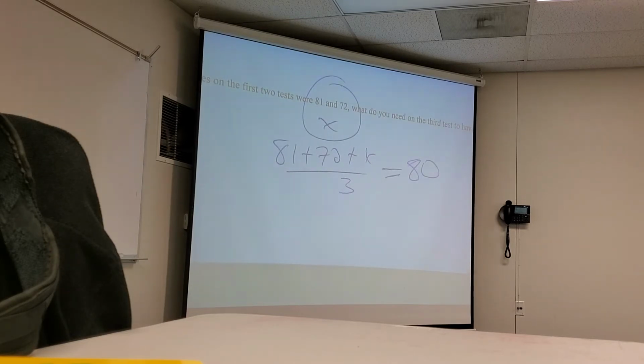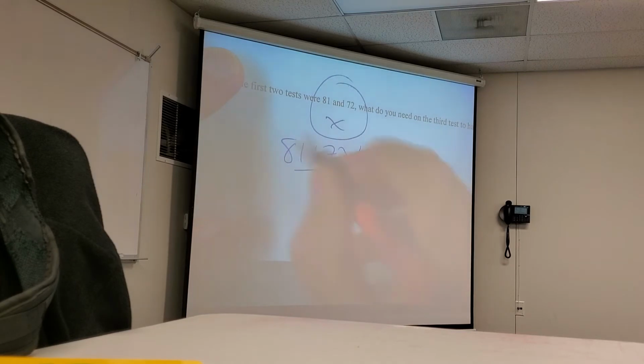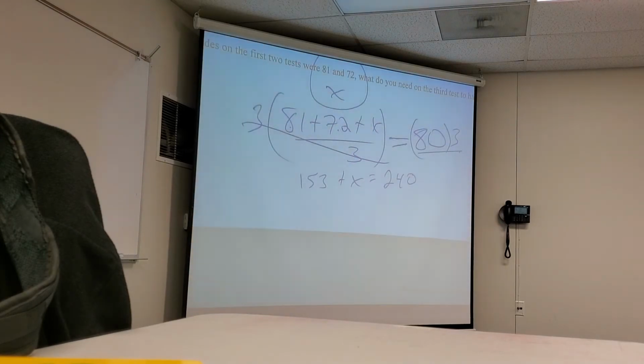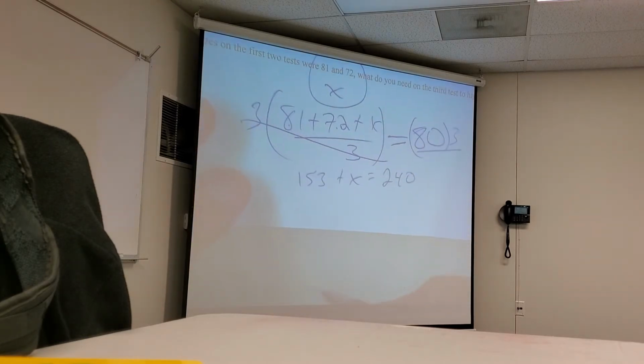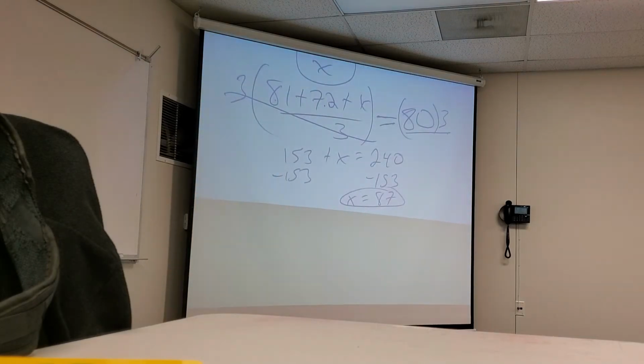And look at the first step of the algebra. What's the first thing you do to solve this thing? What's the worst part of this equation is the fact that there's a fraction. How do you kill that fraction? Multiply by 3. Bam. So you get 81 plus 72, 153 plus X equals 240. And then you just subtract 153, and you get 87. Kick ass. All right.